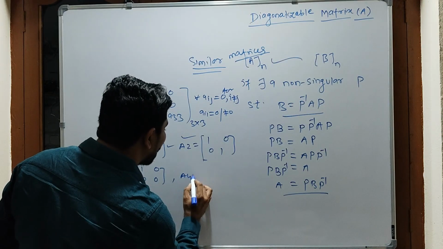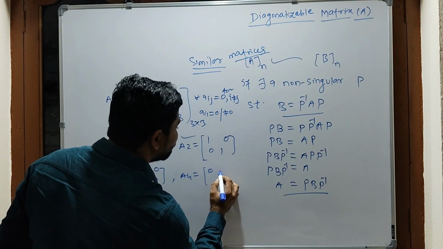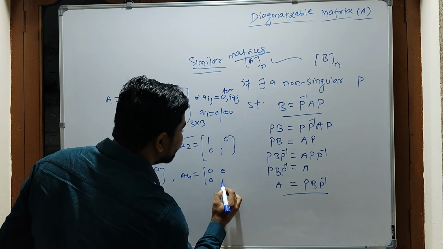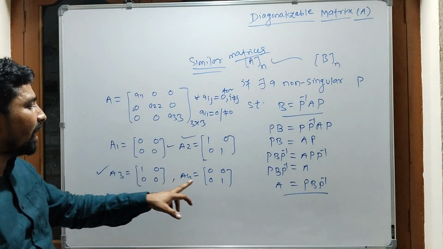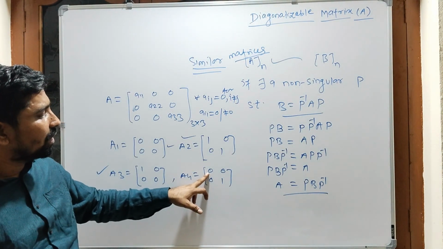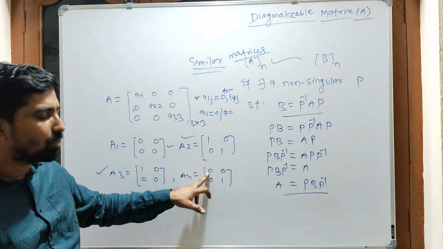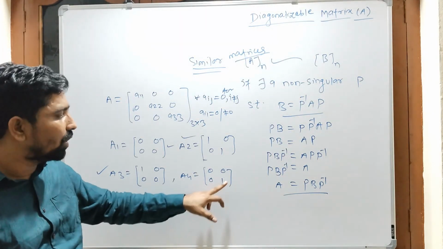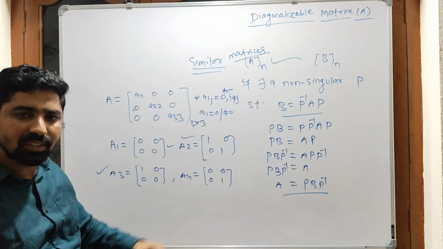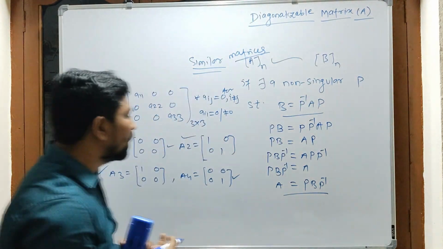And let's say A4 equal to 0 0 0 and 1. Now this time, the diagonal entries are: this is 0 at the A11 position, and this is non-zero at the A22 position. But you can observe one thing: the non-diagonal entries are 0. That's why this is also a diagonal matrix.